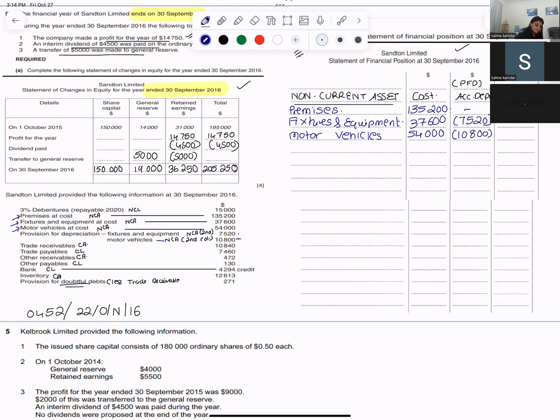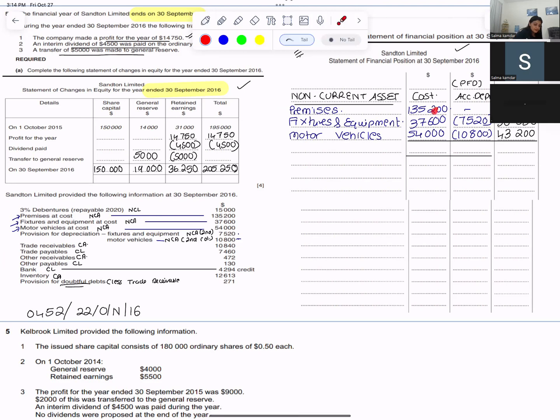Cost minus provision for depreciation, I will get the net book value. It's 30,080 for fixtures and equipment. And for motor vehicles, 43,200. Then I will make a single line for all the three and a double line for here.